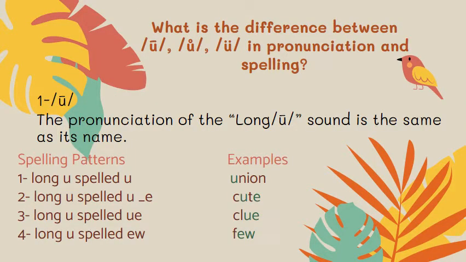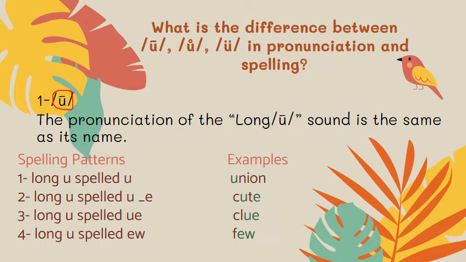What is the difference between U, U, and U in pronunciation and spelling? The first one, the pronunciation of the long U sound is the same as its name. Here, when you find this letter U with a dash over it, it makes the sound U, okay? Long U sound. So it says its name. Examples.